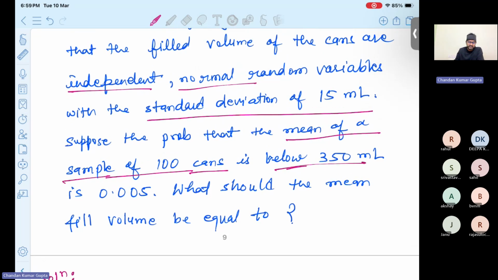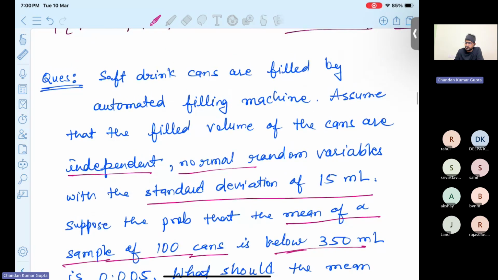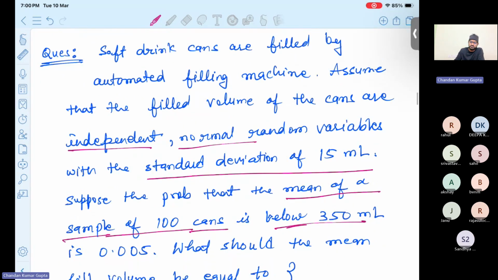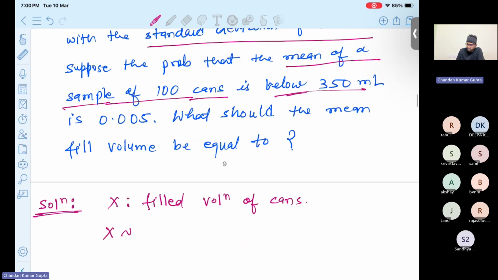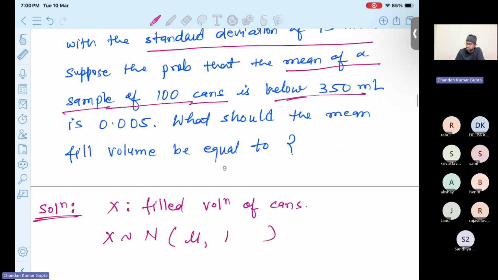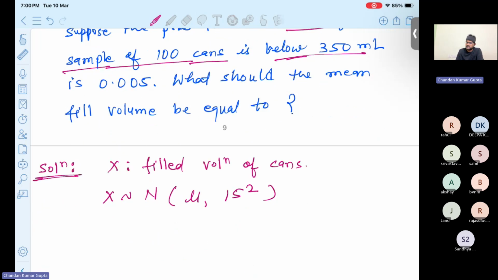Okay, so let me write what is given. Our random variable is the filled volume of cans. X follows a normal distribution with mean mu and standard deviation 15 ml, so the variance is 15 squared. Okay, so these are given.